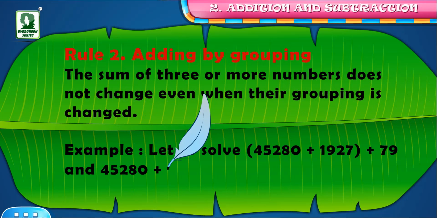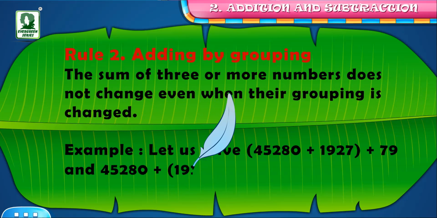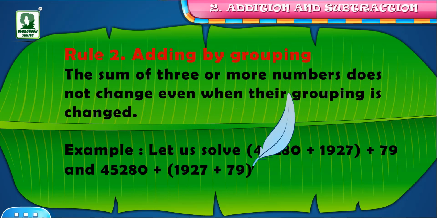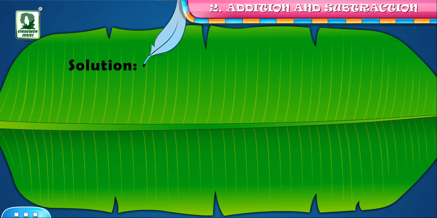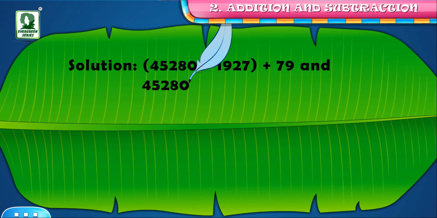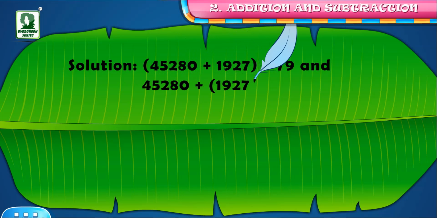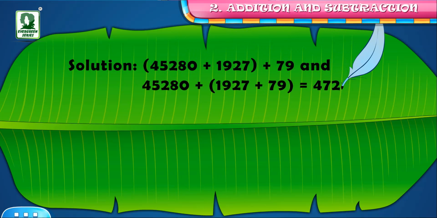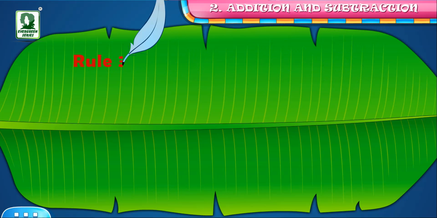Solution. Inside the bracket 45,280 plus 1,927 plus 79 and 45,280 plus inside the bracket 1,927 plus 79 is equal to 47,286.